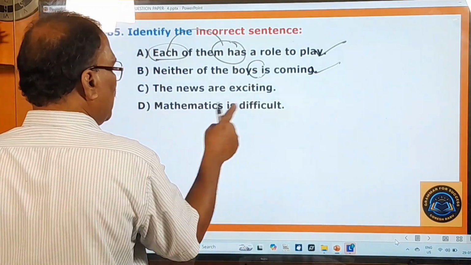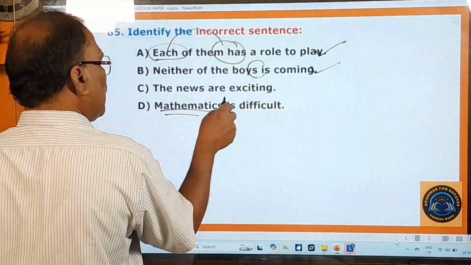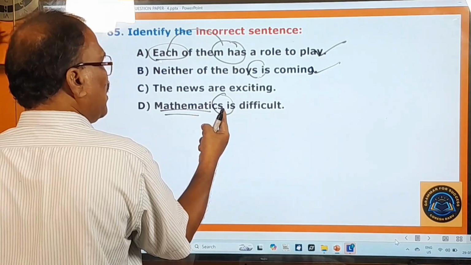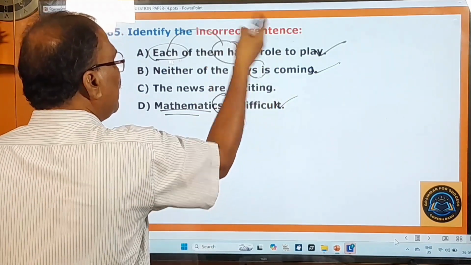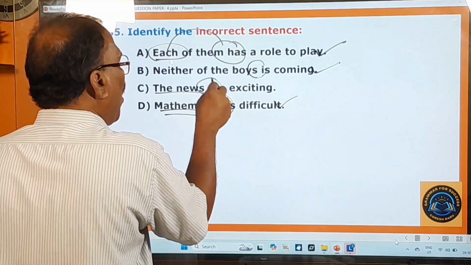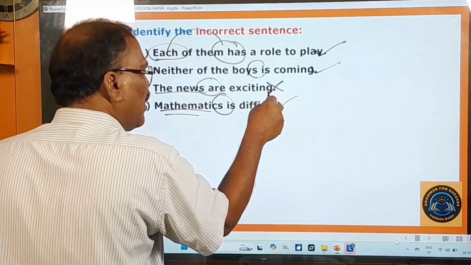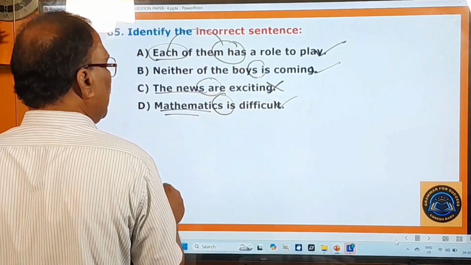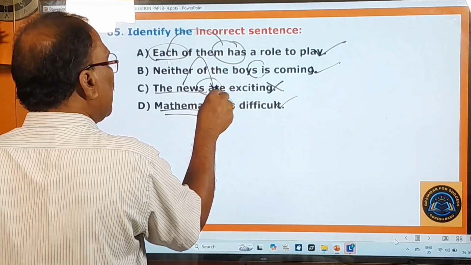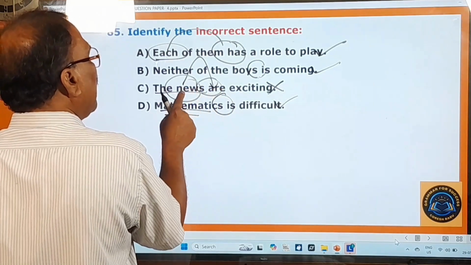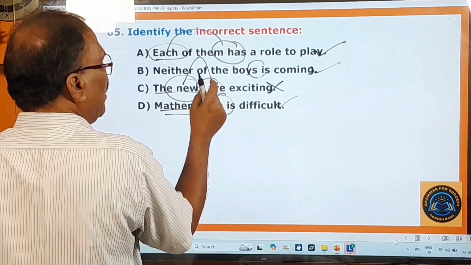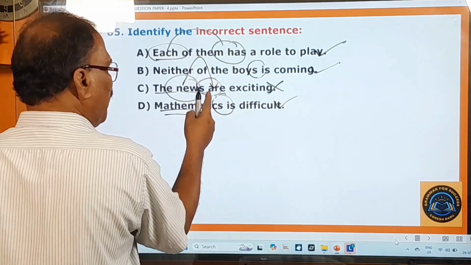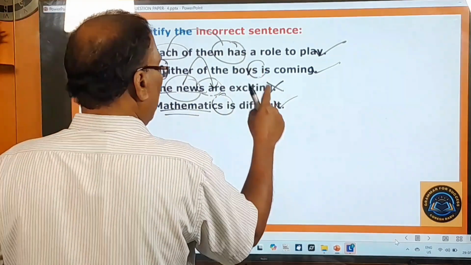So the mathematics is difficult. This mathematics is a singular noun. Therefore, it takes a singular verb. And therefore, this is okay. So these three are correct. But what is the incorrect sentence? The news are exciting. This is the only incorrect sentence. The news is another. News is a singular word and therefore it takes only a singular verb after it. But here a plural verb is used and therefore this sentence is a wrong sentence.